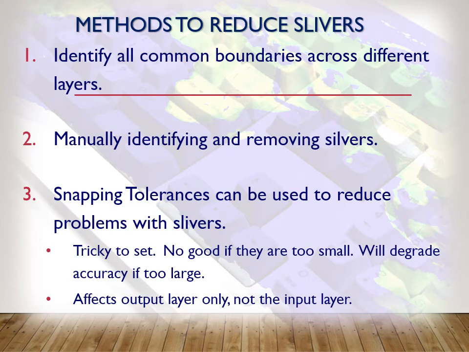You can also use a snapping tolerance to reduce those slivers. But you have to be very careful with snapping tolerance. Again, this is something you do in editing. If it's too small, then you're not going to capture many of those slivers. But if you make it too large, then you might remove what you thought were slivers, but they're actually useful polygons. So it takes a little bit of practice to really use snapping tolerances to reduce slivers.